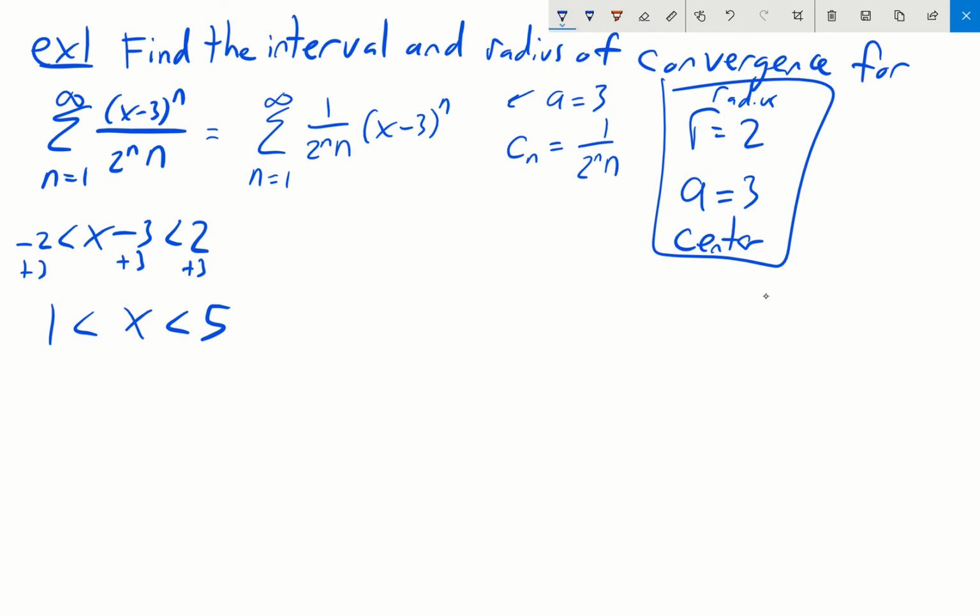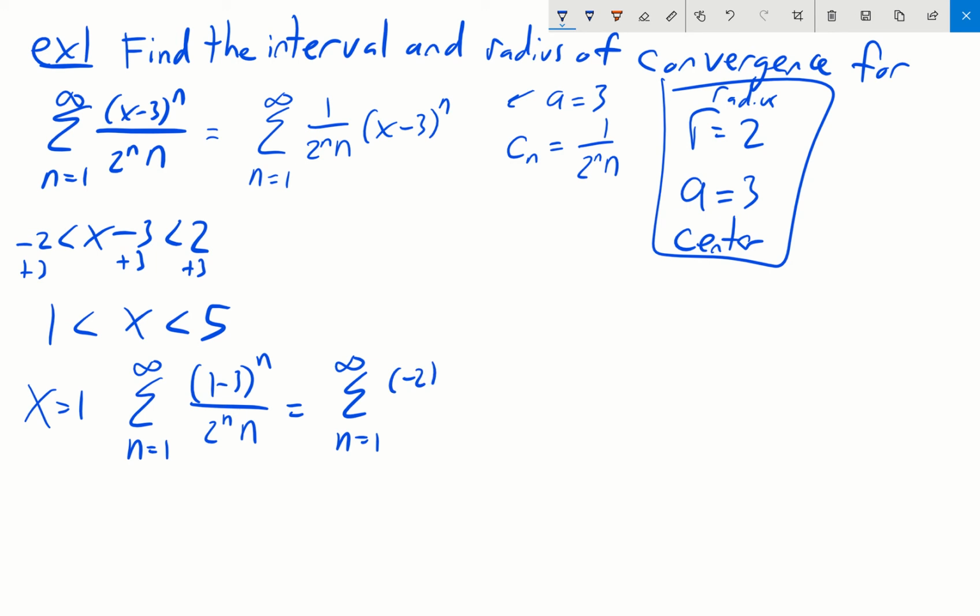So let's check at the left endpoint what happens when x equals 1. If we plug 1 into our series, this is what we're going to get. We get (1 minus 3) to the n divided by 2 to the n times n. This is equal to the sum from n equals 1 to infinity of (negative 2) to the n over 2 to the n times n. I can break the term in the numerator apart. Think of it as negative 1 times 2. This is the same thing as (negative 1) to the n times 2 to the n over 2 to the n times n.